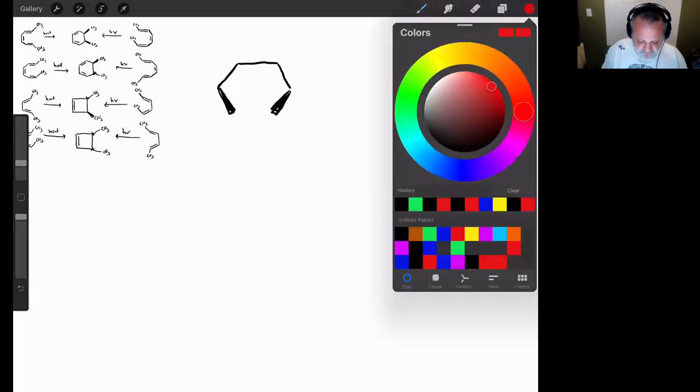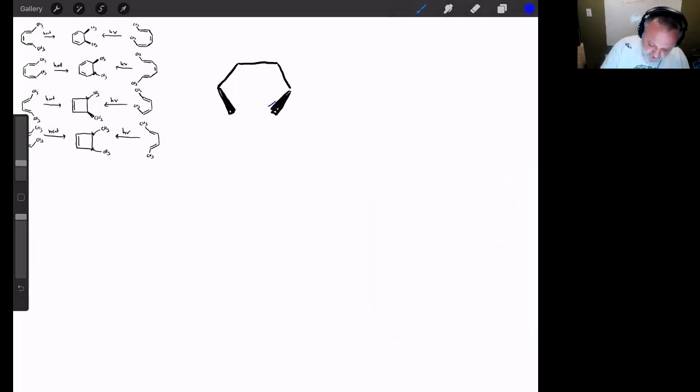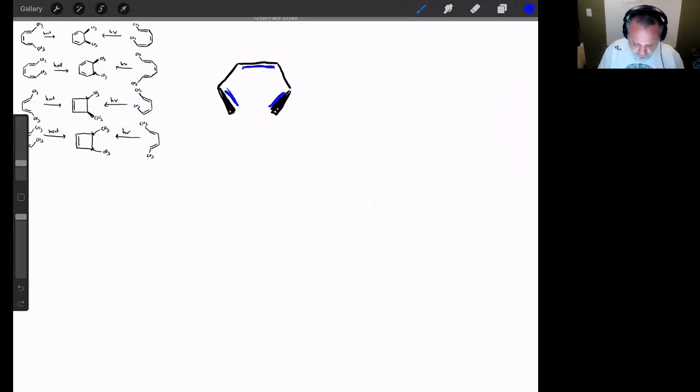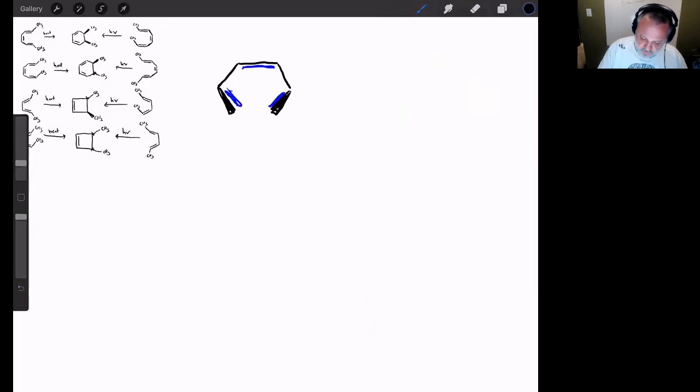And now I'm going to use my red or my blue to just indicate I've got a conjugated pi system here. I'm going to do that momentarily, and I'm going to get rid of it in just a second. But I want to correlate this to the situation where I have a molecular orbital diagram like this. 1, 2, 3, 4, 5, 6.